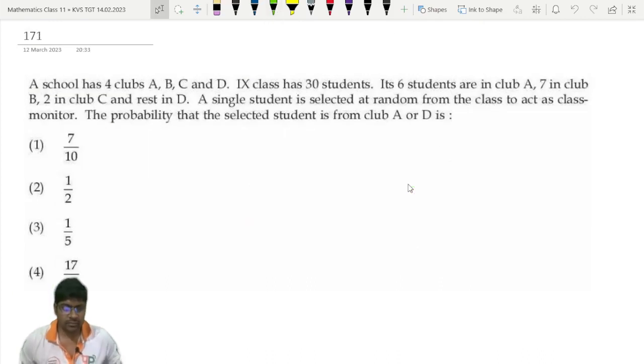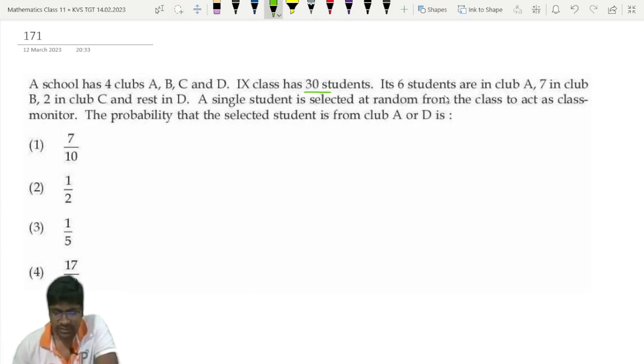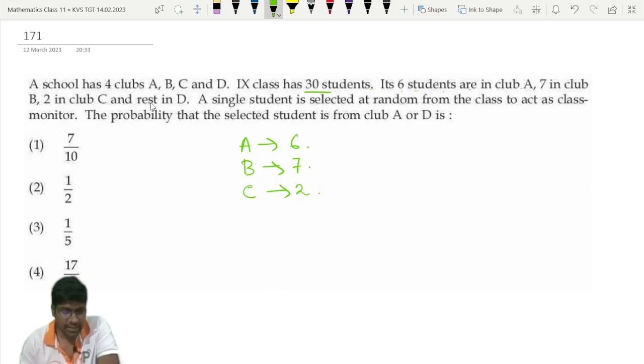Now come to question number 171. A school has 4 clubs A, B, C and D. A class has 30 students. Out of these 30 students, 6 students are in club A, 7 students in club B, 2 students in club C, and the rest in D.